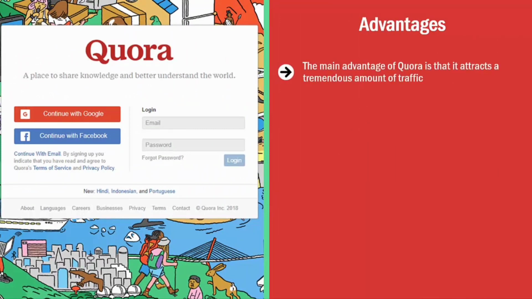Advantages. The main advantage of Quora is that it attracts a tremendous amount of traffic. You'd be surprised as to how many views your answers could get. Also, the more you answer, the more aggregate views you can rack up. Sure, each answer might not get that many views, but if you post a ton of answers on Quora, those views do add up.